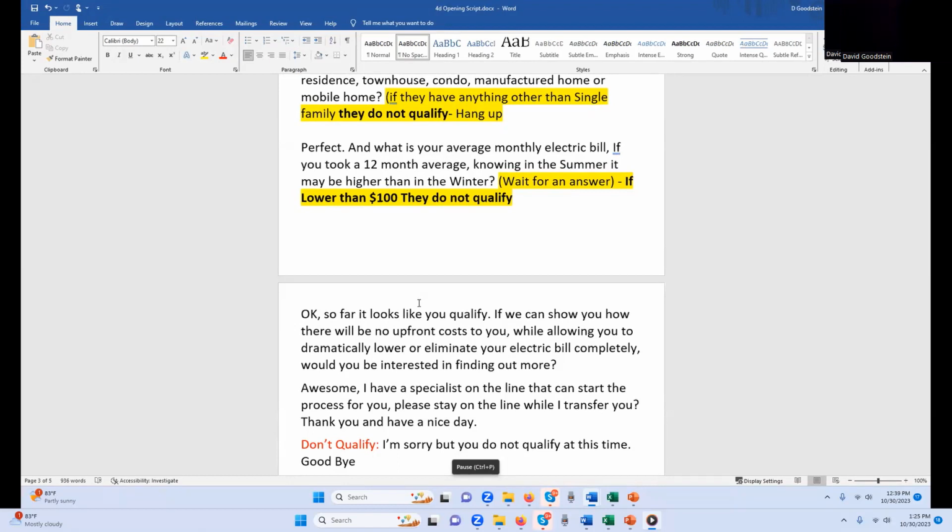Now, you notice I was very specific in how I asked those questions. I did not take shortcuts by saying, do you live in a single family residence? I did not take shortcuts, like asking, is your electric bill over $100? I did not ask how you are doing. I did not ask, can you hear me? As we go into the training, you're going to find out why that is.